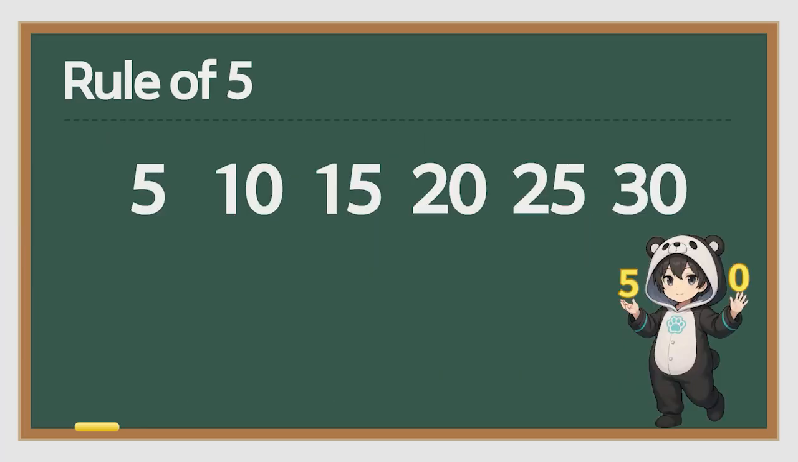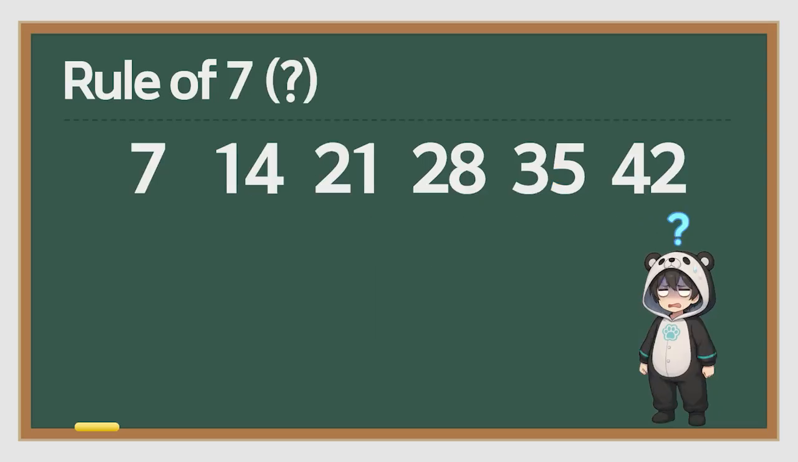Next up, the number 5. 5, 10, 15, 20. This is super easy. Just check the tail again. If it ends in 0 or 5, it's a multiple of 5. Done. Now, what about 7?